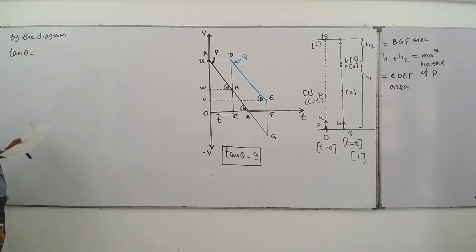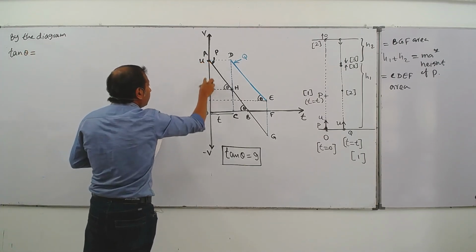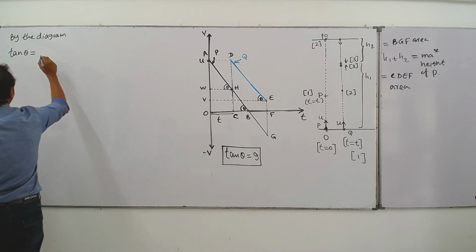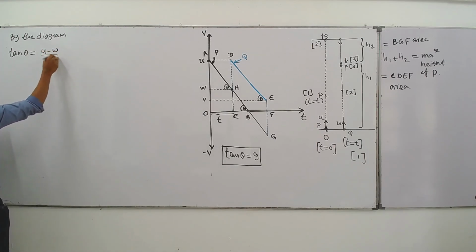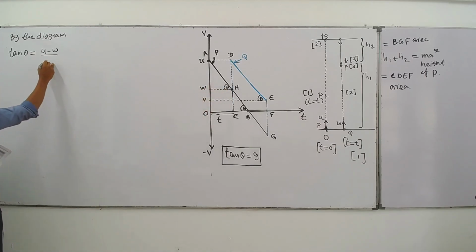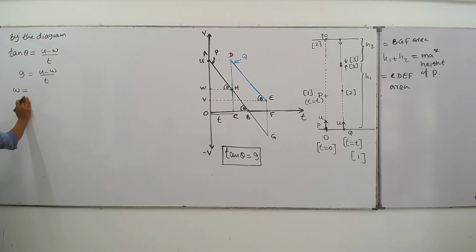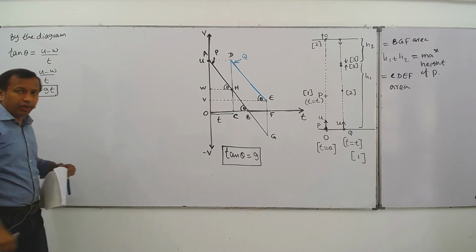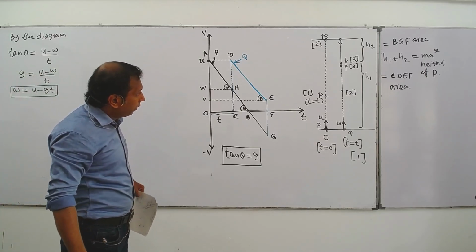Then we can write by the diagram, tan theta. U is the full height from here to here, W. This is U minus W. Right? Divided by, this is T. Tan theta is G, U minus W over T. By this you can subject W, U minus GT. Like this, W is okay.